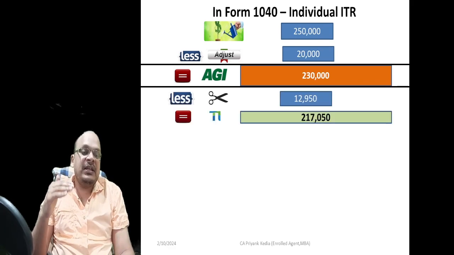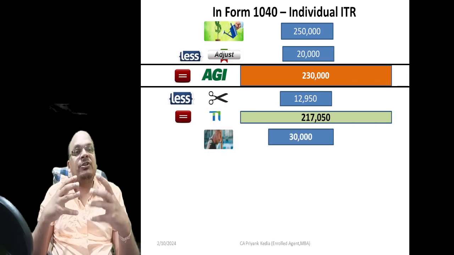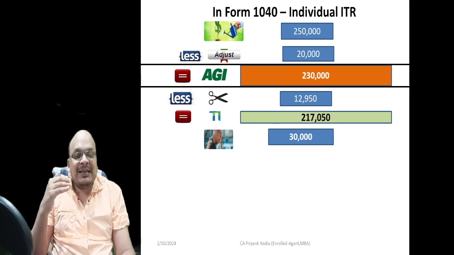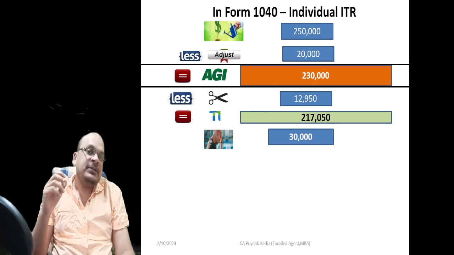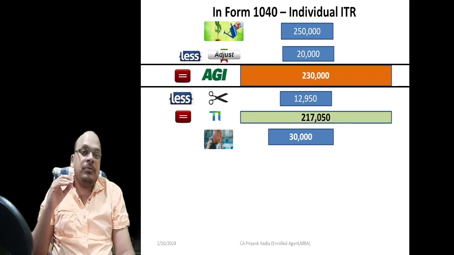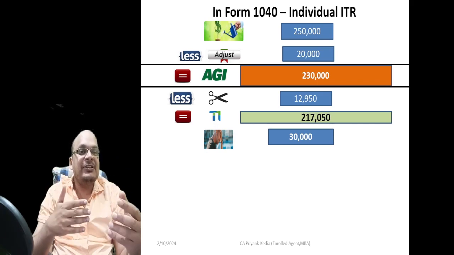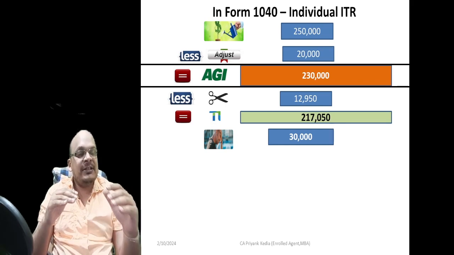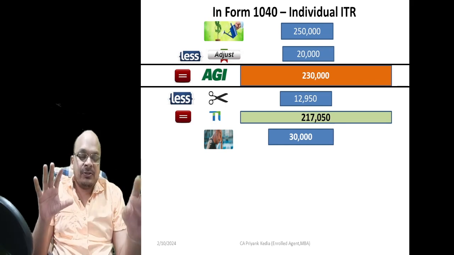The deductions are $12,950, so he gets a total income of $217,050, right? Now, due to the slab structure and the tax rate structure, let's say he gets a gross tax liability of $30,000, right? Now, there's a request. Kindly don't start calculating the tax liability as per the tax year on this $217,000. I've just taken a random example. Let's say the tax liability is $30,000, right?